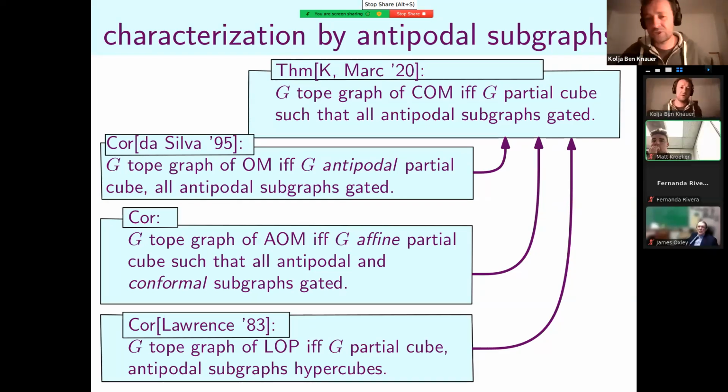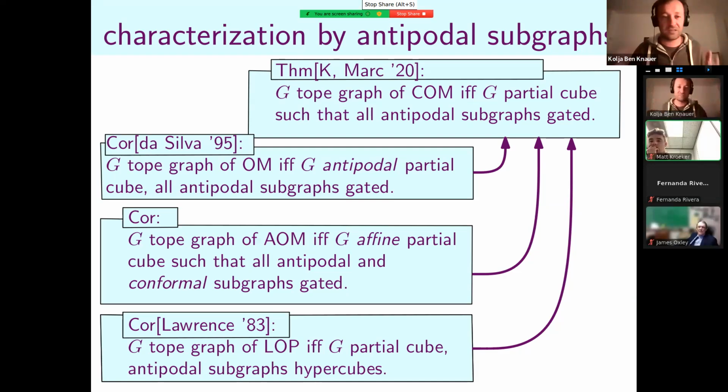It was a question in the community for oriented matroids. But for oriented matroids, you could also obtain it by a result of Da Silva. And it reads almost the same, just that the entire graph has to be antipodal additionally.